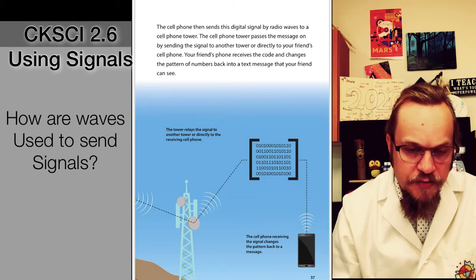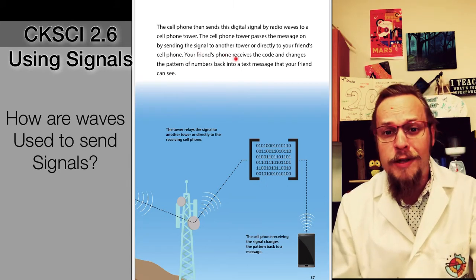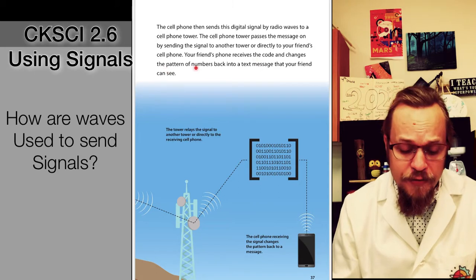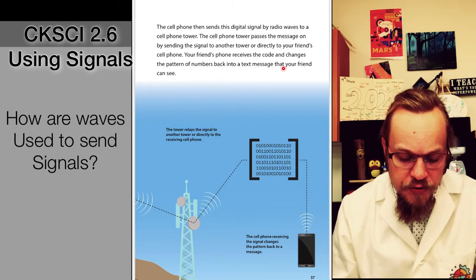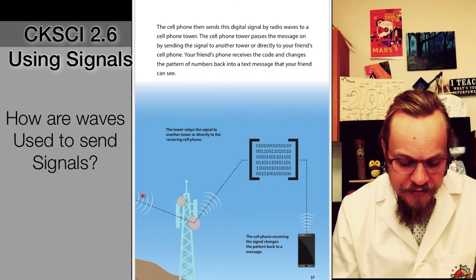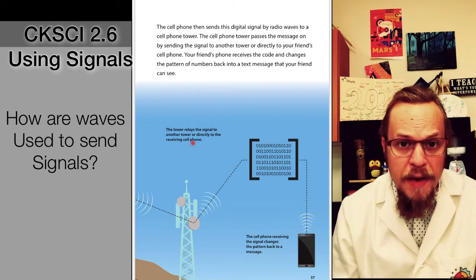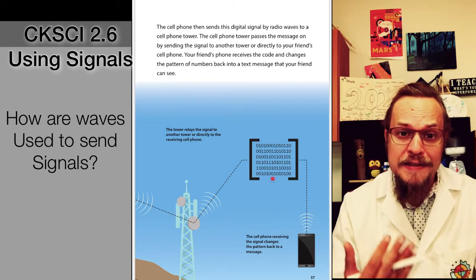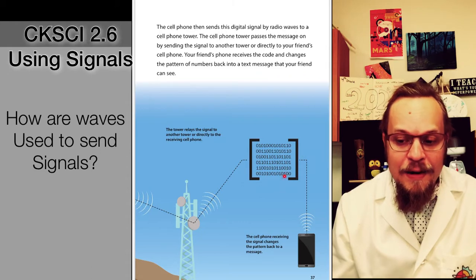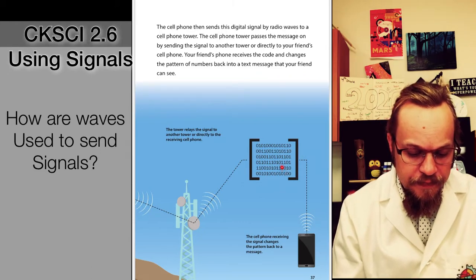It's still a bunch of ones and zeros, the same set of ones and zeros, the exact digital information we started with, to your friend's cell phone. And the cell phone receiving the signal changes the pattern back to a message, so they can open it up and say, hey, they got a message, okay?